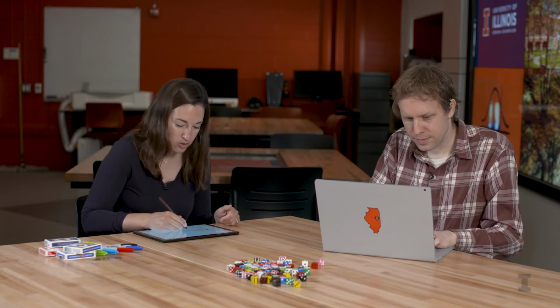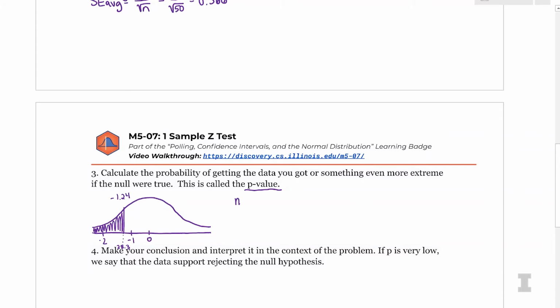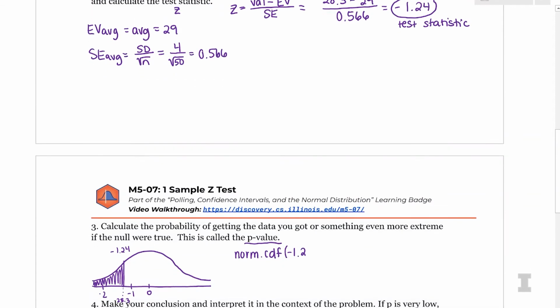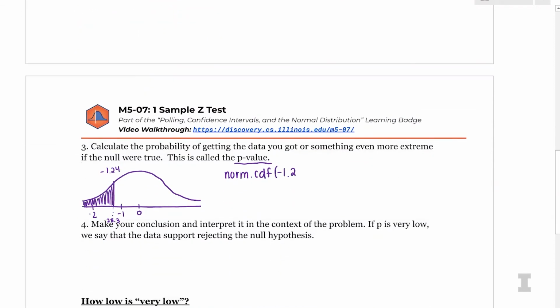So to find the p-value, we are going to do norm.cdf. I'm doing from scipy.stats import norm. And then norm.cdf of, what was your z-score? Negative 1.24. Negative 1.24. So I get a percentile, an area of 0.107.